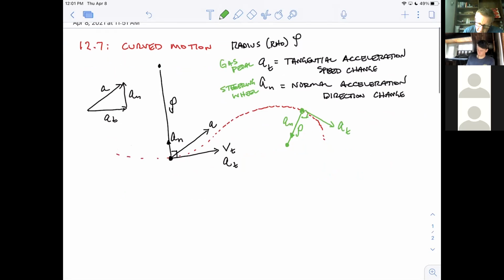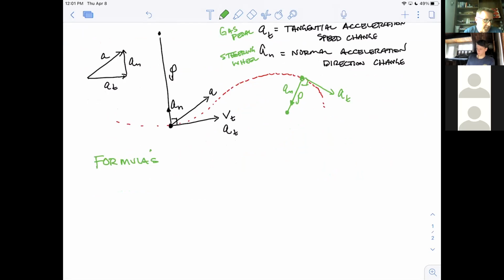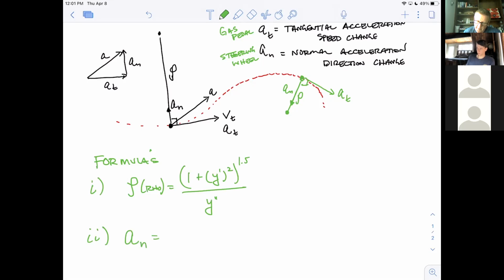So the two formulas that are on my formula sheet that you need to know to solve the problems in this section, and we'll go do an example in just a second. One of them I already mentioned to you, that the radius rho is 1 plus the derivative of the equation squared, all raised to the 1.5 power, divided by the second derivative. And the second formula is that normal acceleration can be found if you know the velocity and the radius. You divide them after squaring the velocity.